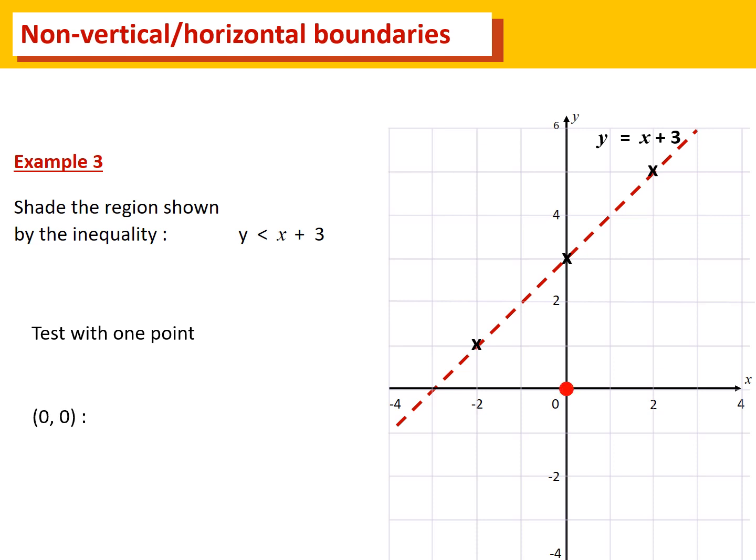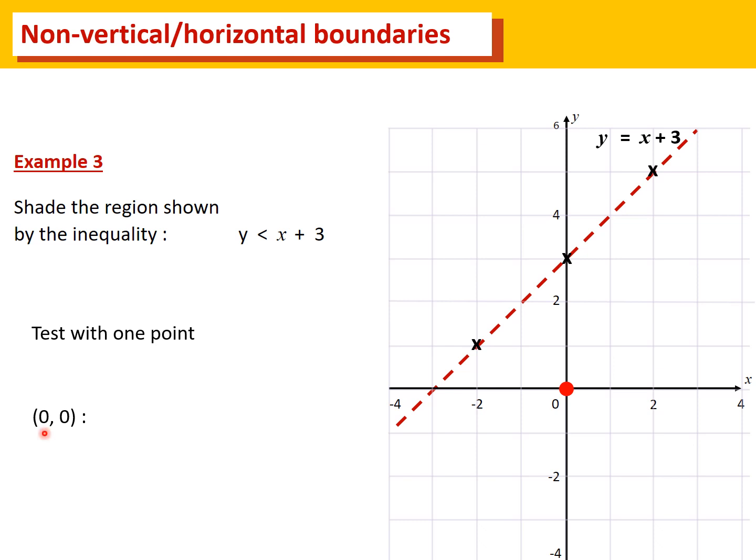And we test with one point that's not on the line, and the easiest point to pick is the point 0, 0, because we want to know, is the point 0, 0 part of the region, i.e. this side of the line that we want to shade, or is it not part of the region, in which case we would want to shade this side of the line.